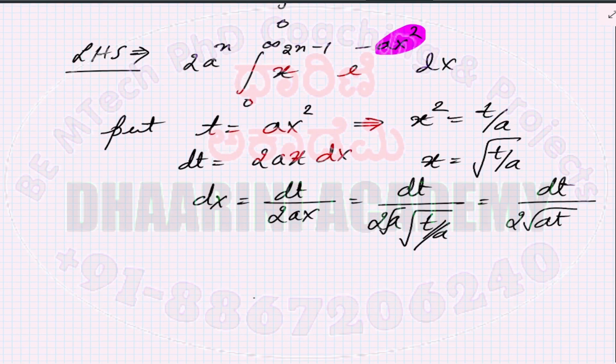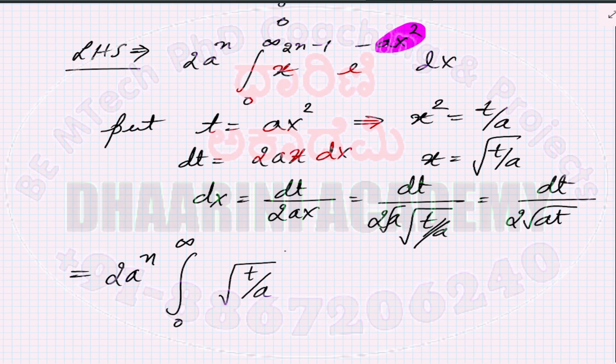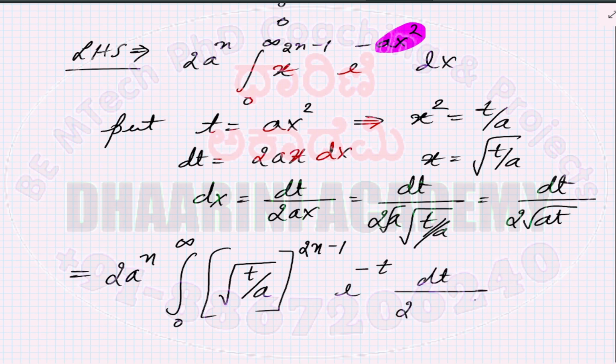Okay, I got this. Now put everything back onto the equation. All right, so this is equal to, there is a 2 times a to the n, which is as it is. I'll keep this integral 0 to infinity, no change in the limit of t. Now what is x? X is nothing but root of t by a. So x to the power, I'm going to write it as t by a to the power 2n minus 1, into e to the power minus ax square, which was replaced as t, into dt divided by 2 times root of at.